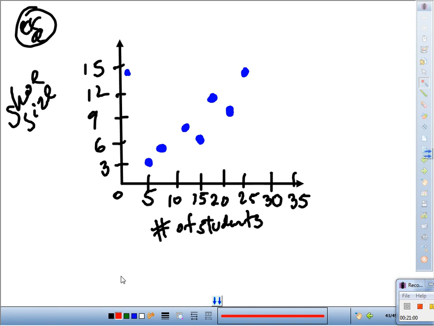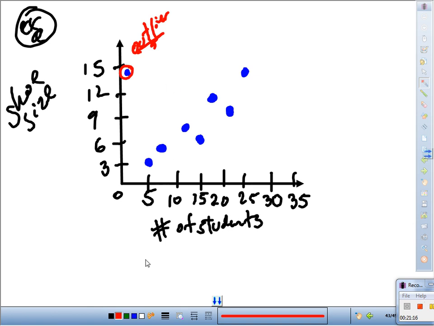All right, who saw that it's the two students with size 14? This is the outlier. So what does that mean? We're not going to use that point for our data.